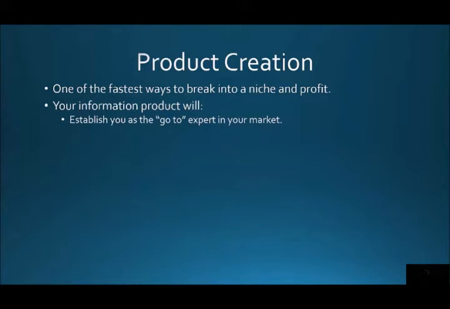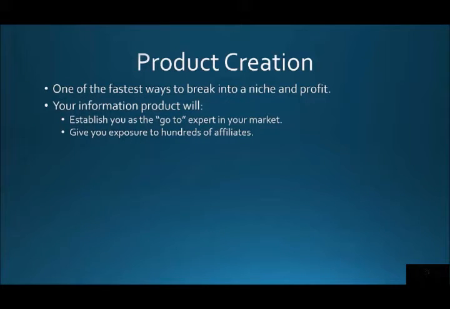Your information product will establish you as the go-to expert in your market, and it's also going to give you exposure to hundreds of affiliates. So that means once you have an information product, you can recruit other people that have blogs, that have email lists, that have articles out there that are looking for products to promote within that niche market. You could do what's called a joint venture with them and have them send you traffic.